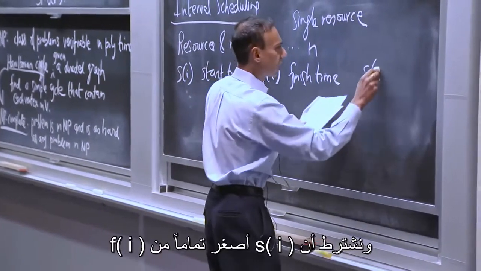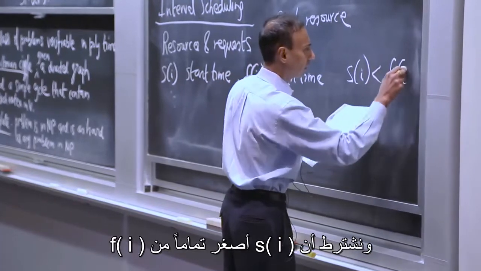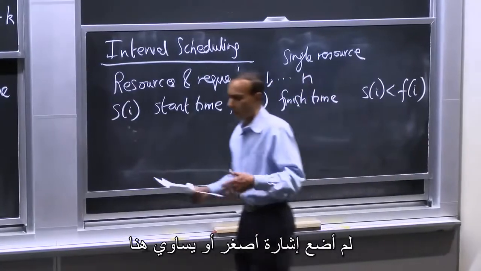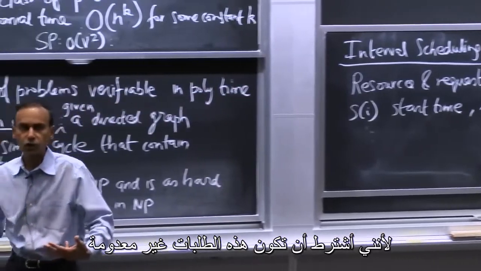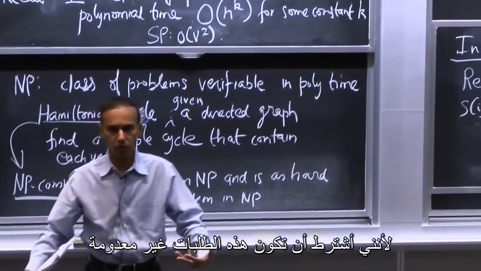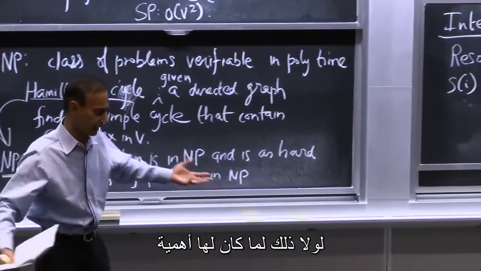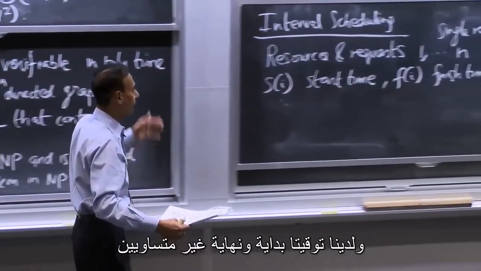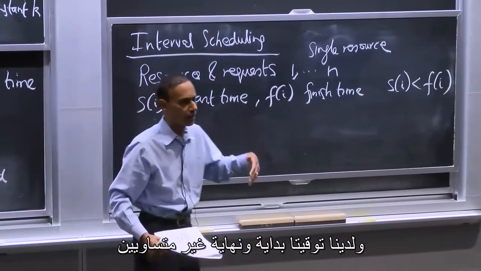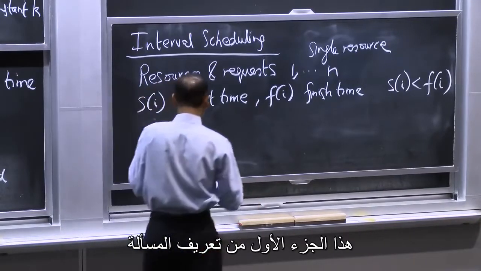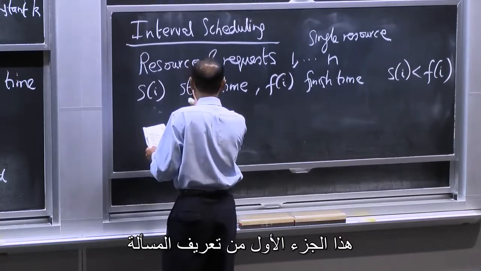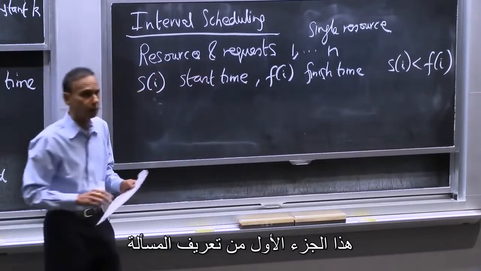And we're going to say s_i is strictly less than f_i. Okay, so I didn't put less than or equal to there because I want these requests to be non-null, non-zero. Otherwise they're uninteresting. And we're going to have a start time and we're going to have an end time, and they're not equal. So that's the first part of the specification of the problem.